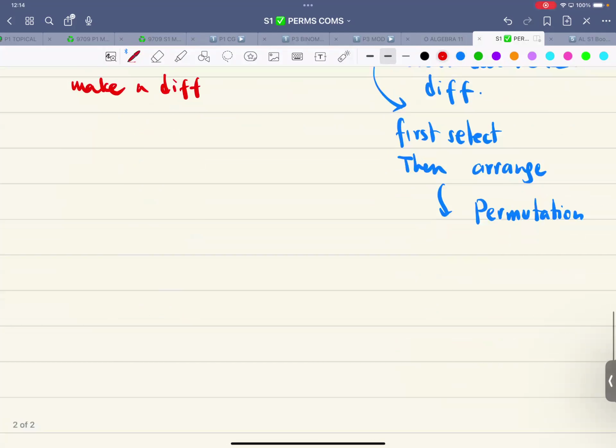Now, if we talk about the properties of nCr, nC0 is 1. Similarly, nCn is 1. When we talk about the property of nPr, nP0, because if you're not selecting anyone, what's the point of arranging it? That's also 1. But nPn is n factorial. You're selecting everything, you have to arrange everything.